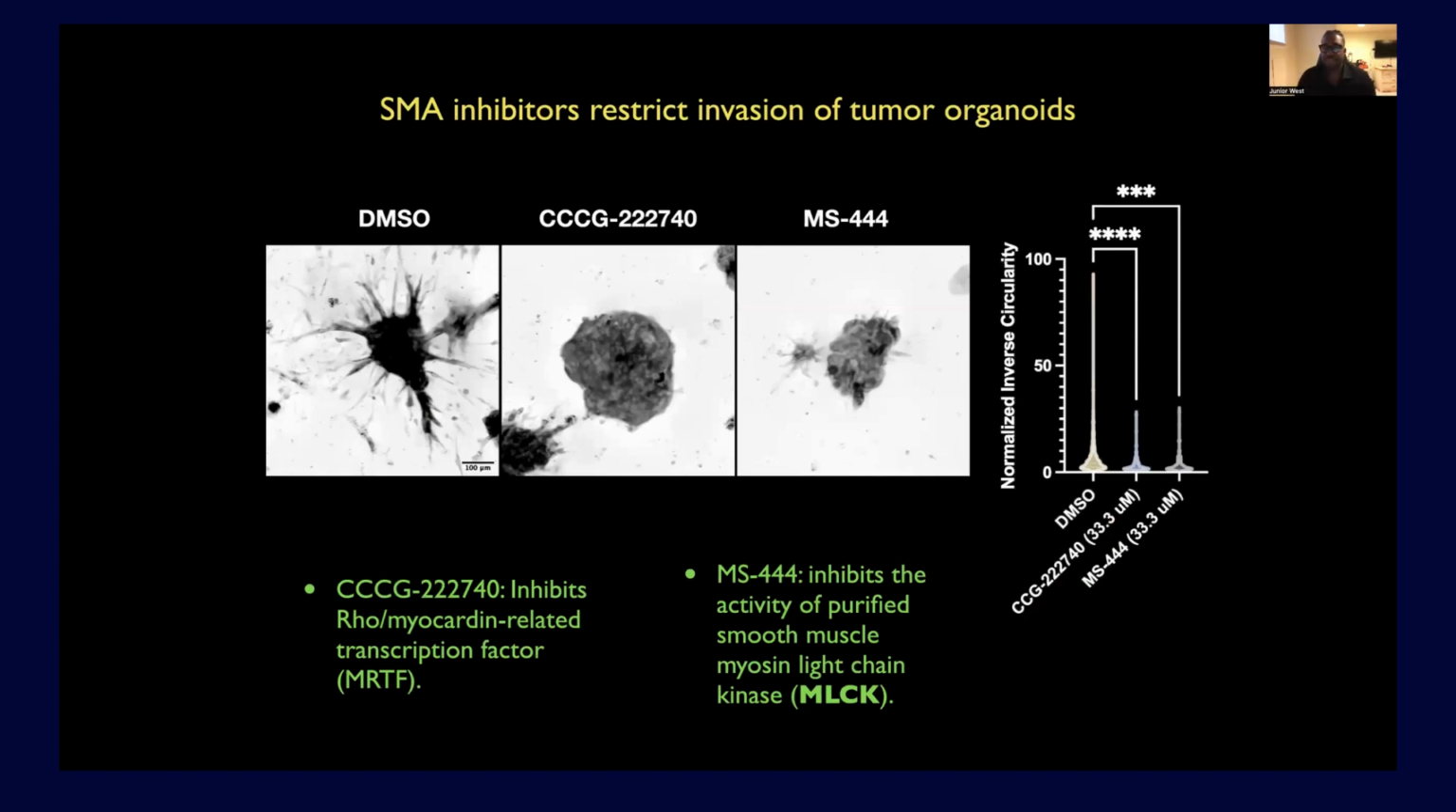We used a number of different small molecule inhibitors to inhibit smooth muscle actin proteins, and we were able to observe that indeed inhibition of these proteins abrogated cancer cell invasion, indicating that loss of claudin-7 promotes invasion by inducing a smooth muscle actin contractility pathway.